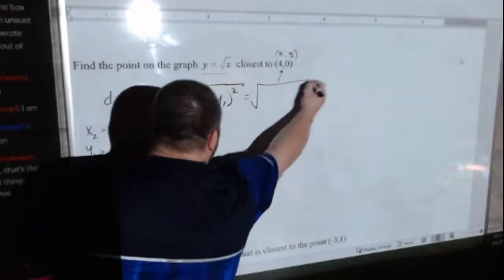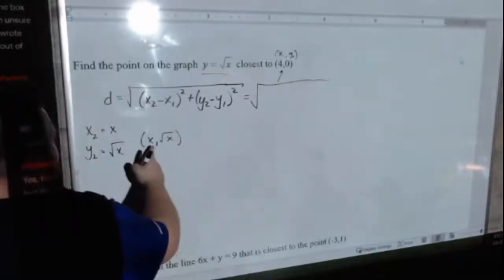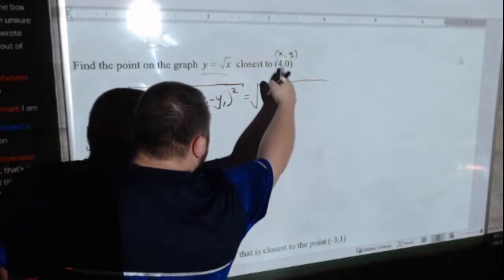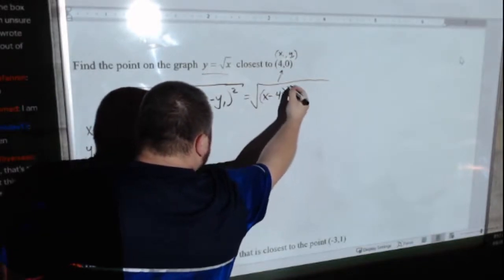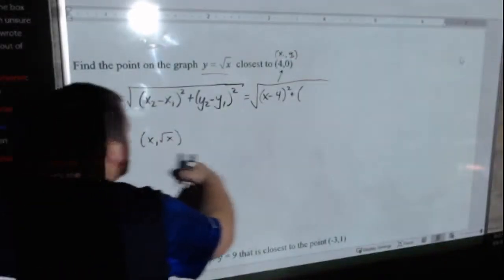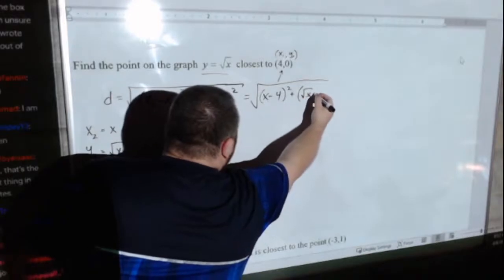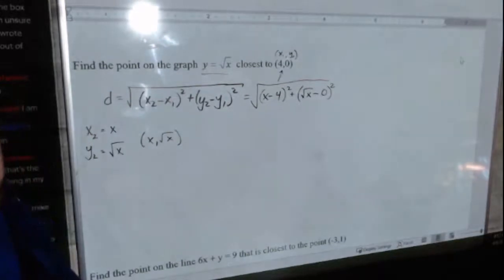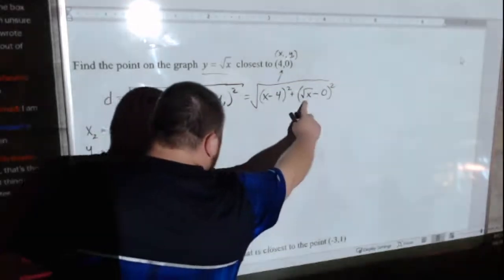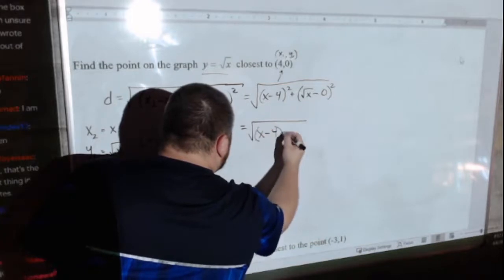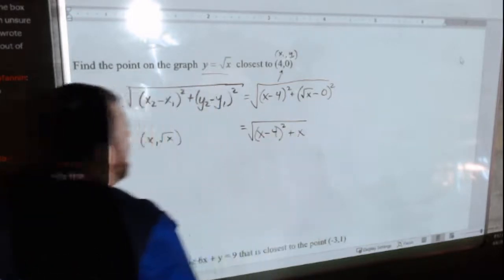So this becomes the square root of, we've got, this is our x2, so it's (x minus 4) quantity squared plus, down here we have square root x for the y2, minus 0 squared. And that turns out to be really nice because I end up with the square root of x squared, so I get that.